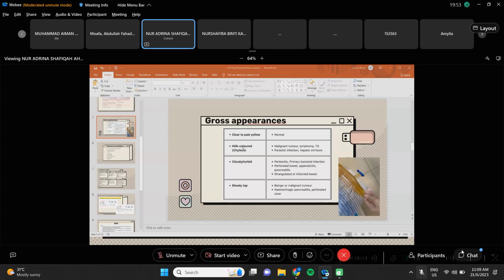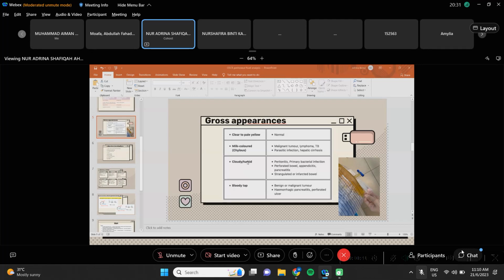So that's why the name is milk colored, or chylous, from chylomicrons, and it is from the intestine or the liver. So anything that obstructs the lymph, that is, causes lymphatic drainage to be obstructed, can cause ascites that is milky in color.